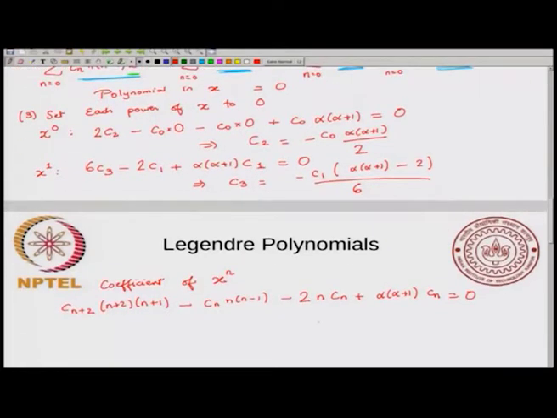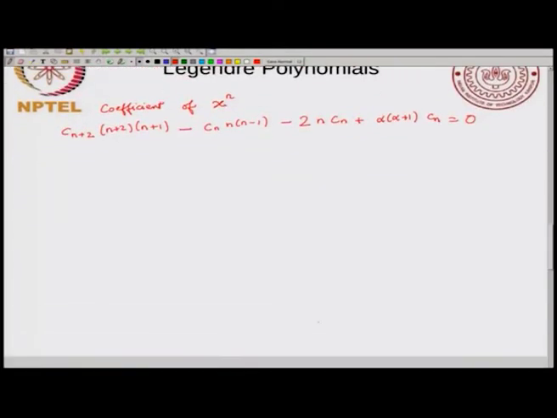So, this is what you get from the coefficient of x raised to n, and you can rewrite this. I will let you work it out, but I will just write the final result. So, you have C_{n+2} is equal to minus C_n times (alpha(alpha+1) minus n(n+1)) divided by (n+1)(n+2). So, this is what you will get. C_{n+2} is related only to C_n. Now, the fourth step is to analyze.